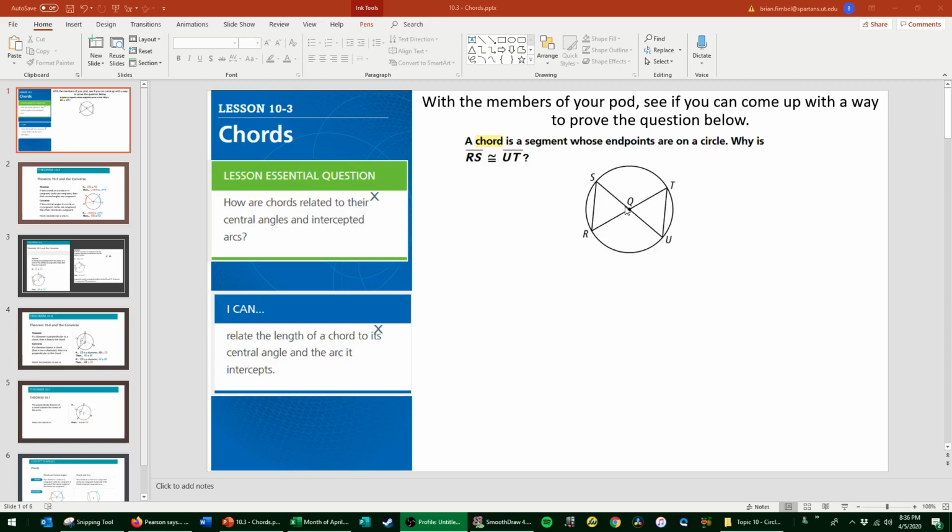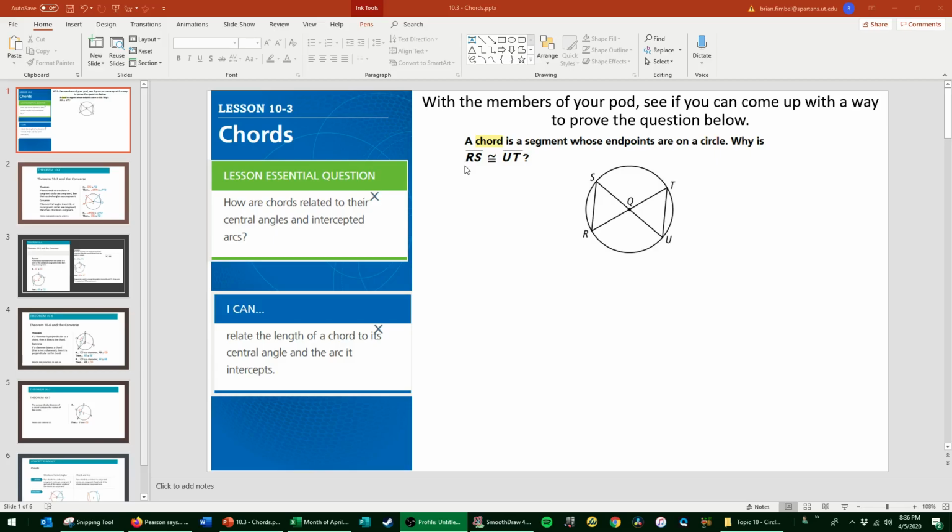Here is your central angle Q. So SQ and QR are radii, and RS is a chord. It's part of the intercepted arc, and it connects the two radii together. That's what a chord is.